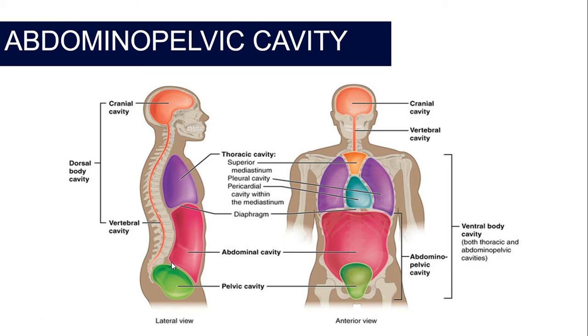This abdominal cavity, take note that it contains many vital organs, and it includes the GIT or the GI tract, the liver, the pancreas, spleen, and some parts of the urinary system.